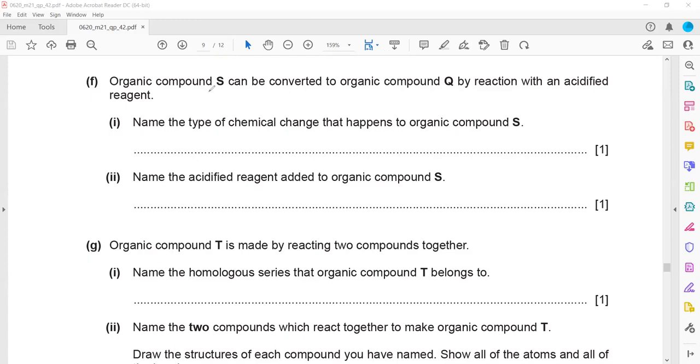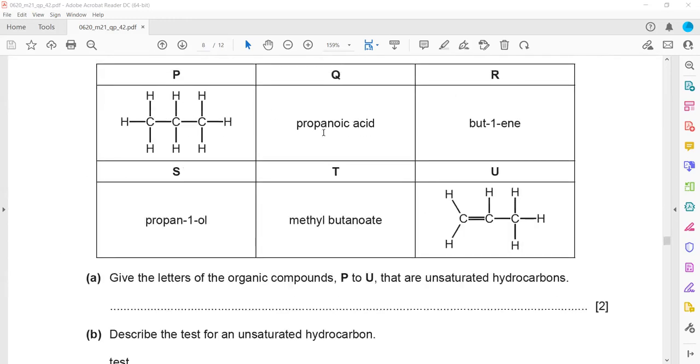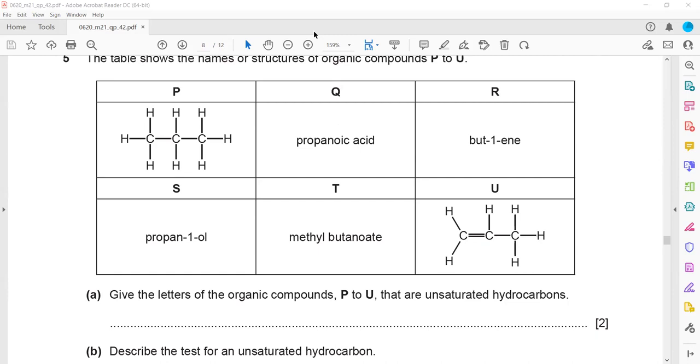The next part: organic compound S can be converted into organic compound U. Name the type of chemical reaction and name the acidified reagent. The condition for converting, because they're saying S can be converted into U, like this compound S, which is the alcohol propanol, CH3CH2CH2OH, can be converted into carboxylic acid, CH3CH2C double bonded with O and OH.